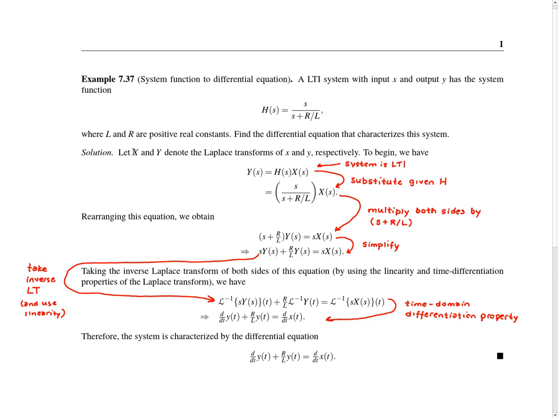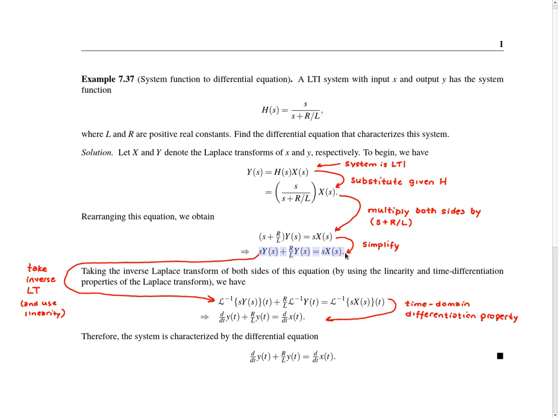To begin, let big X and big Y denote the Laplace transforms of little x and little y respectively. Then we can observe that because the system is LTI, it satisfies an equation of this particular form here. Now we can take the function big H that we're given and substitute it in here, which gives us this next line. Then we can multiply both sides of the equation by s plus R over L, which gives us this next line here. And then we can multiply this Y of s factor into both terms on the left-hand side to obtain this next line.